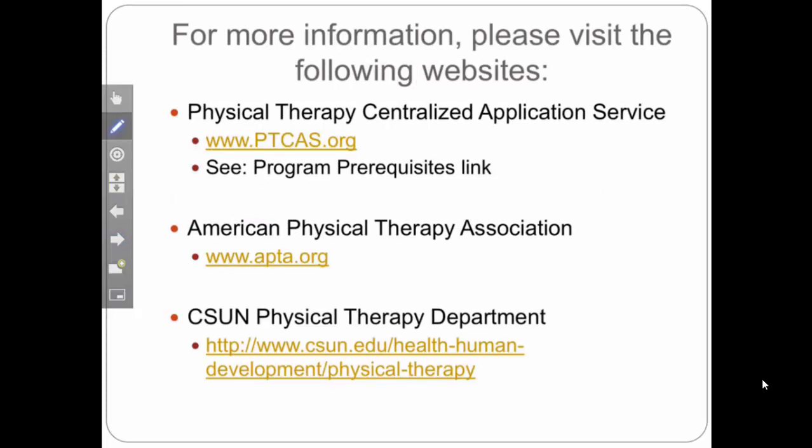For more information about DPT programs, please visit the following websites. If CSUN is one of the schools that you intend to apply to, please see their website for more detailed information about their program prerequisites and other requirements.